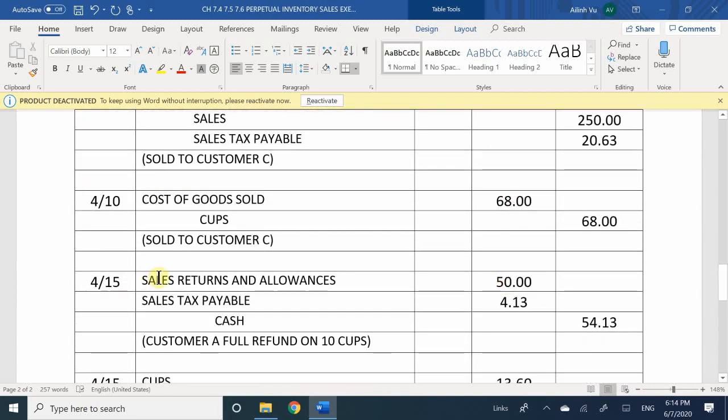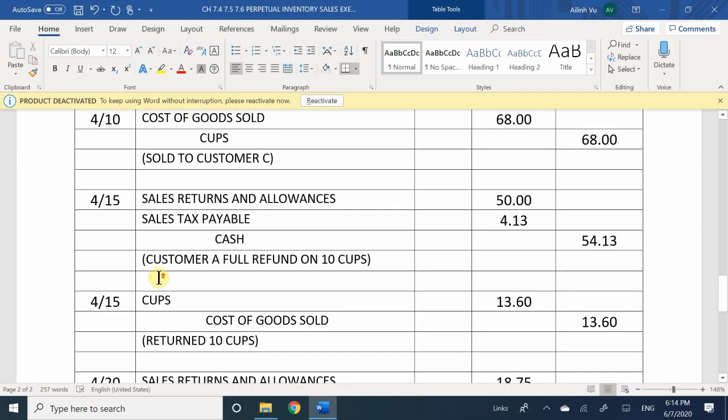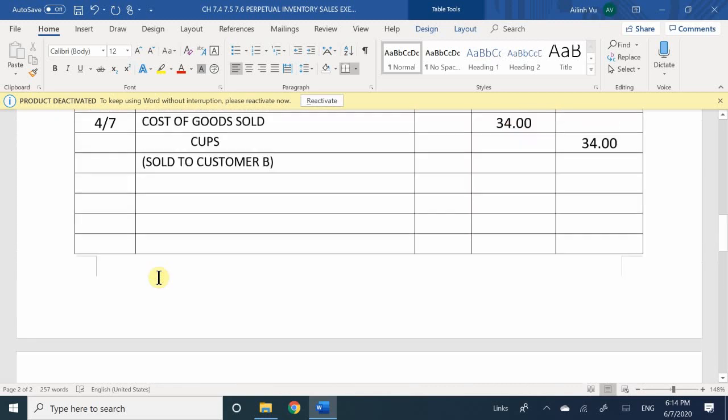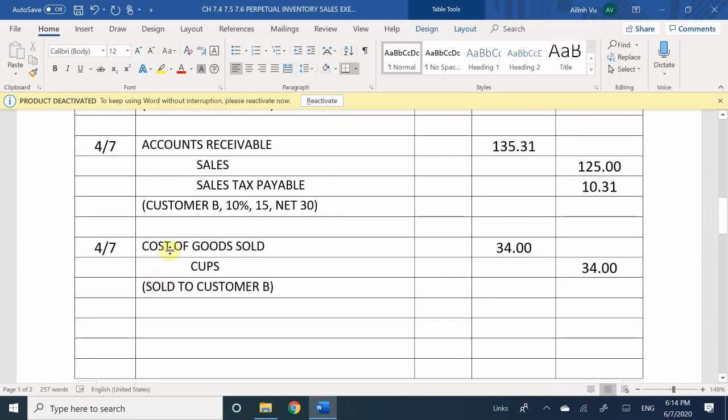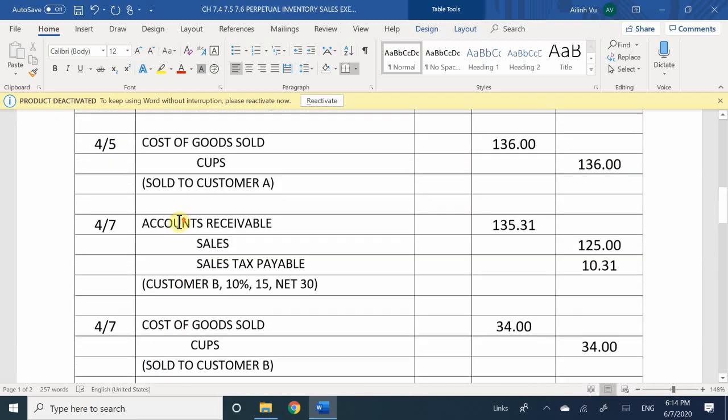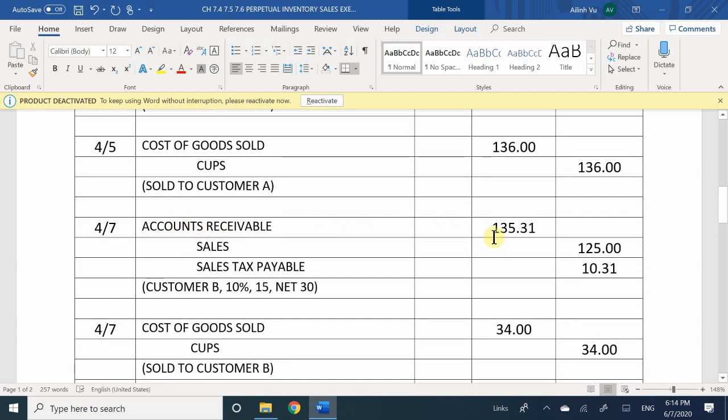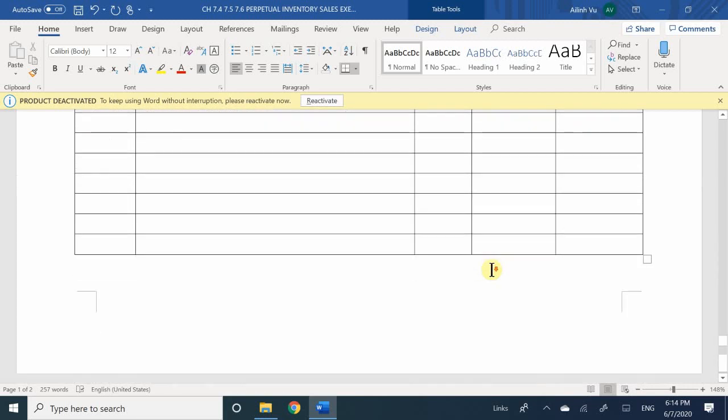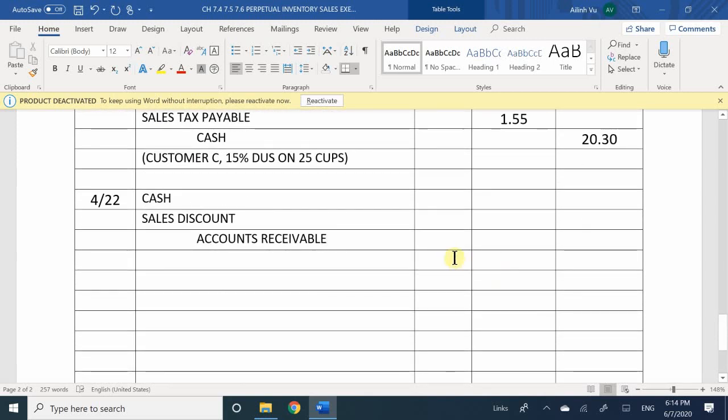All right. So if we know that, by scrolling up at the top, I believe he made the purchase on the 7th. If we know that customer B owes us a grand total of 135.31, so let's go ahead and put this in here. So he owes us a total of $135.31. However, we're giving him a 10% discount.